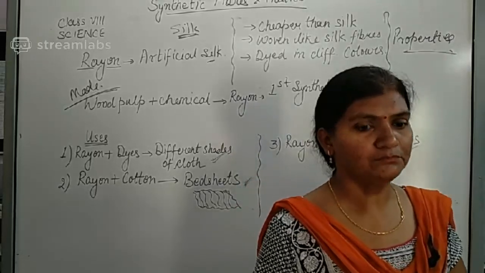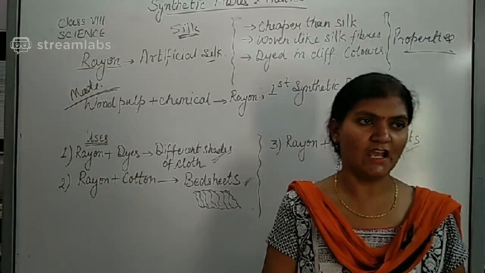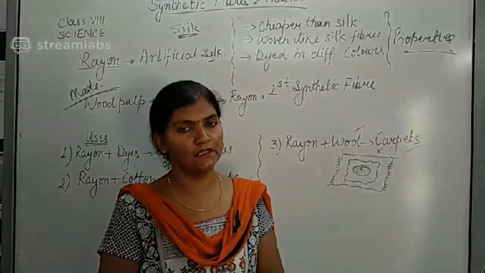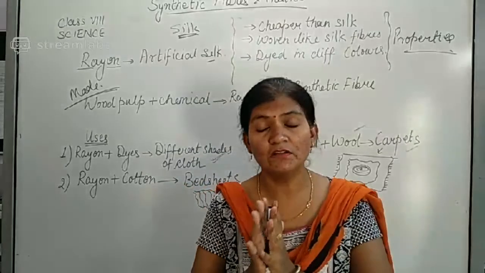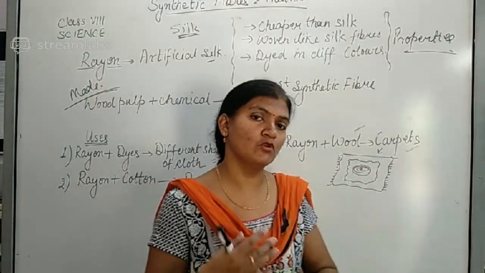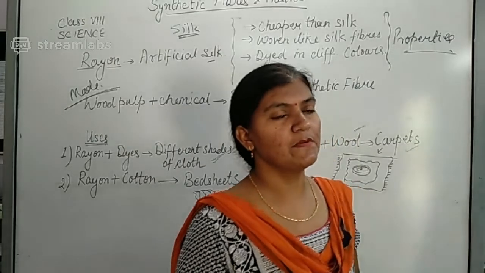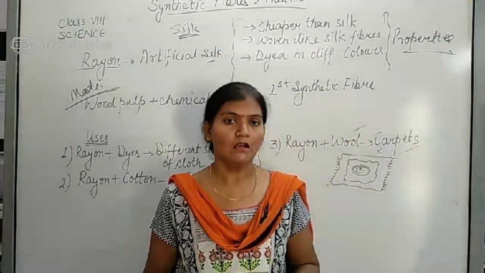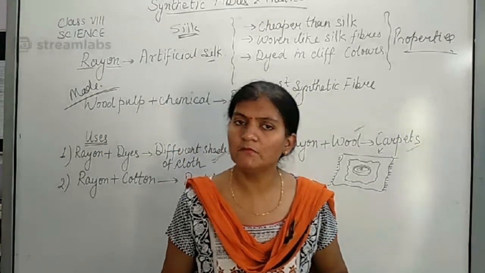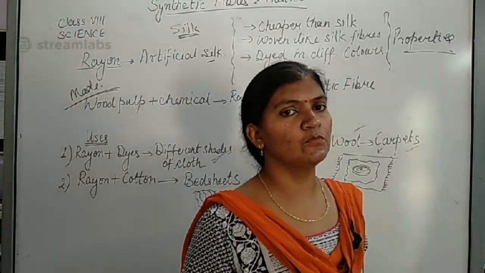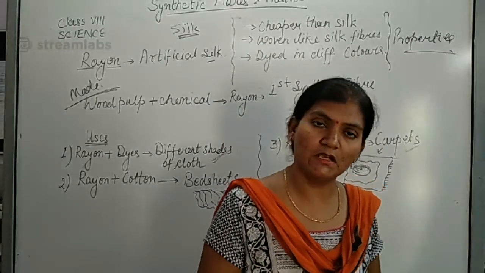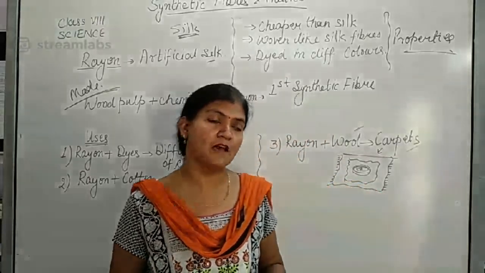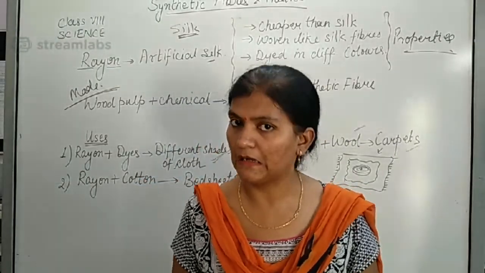So now, just to recap what we have learned. Today we have learnt about fibers. Fibers are woven to make fabrics, and the fibers can be obtained naturally or synthetically. If they are obtained from plants and animals, then they are natural fibers. If they are made from chemicals, then they are artificial. The examples of artificial fibers are rayon, nylon, polyester, and acrylic.